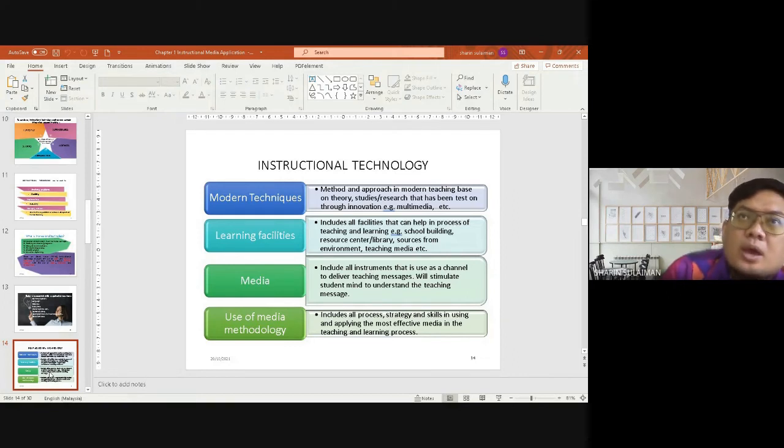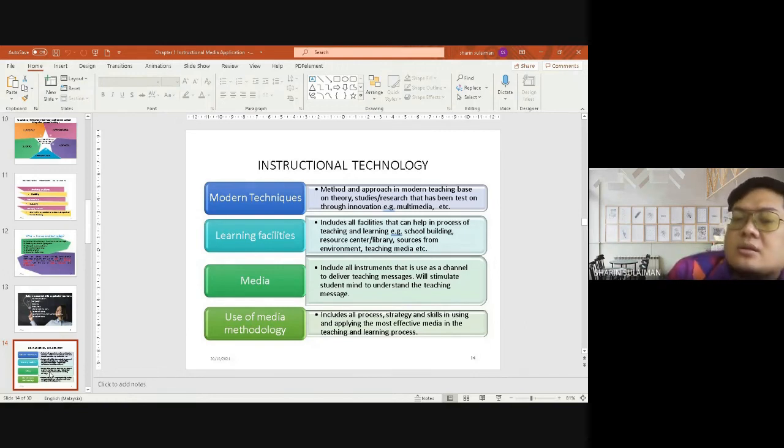So modern technique is actually based on time. There are certain people who came out and carried out research, and after doing the research, they found that there are certain theories saying that if you use this technology, it could give a positive impact to the students. So this modern technique is the result of ideas or research work.